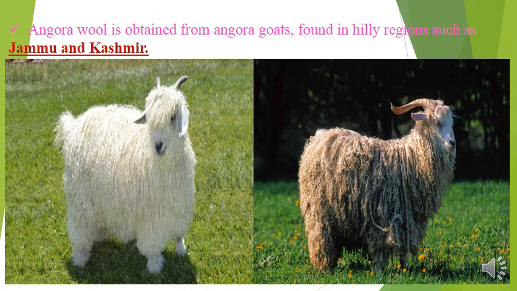These are the Angora goats found in hilly regions such as Jammu and Kashmir. Already you are familiar with the climatic conditions of Jammu and Kashmir. There it is very cold even during summer. It looks like a doll, right? Which is made up of wool. Yes. These cute animals bear a very shiny and thick layer of hair on their body. This is the costliest form of fiber.